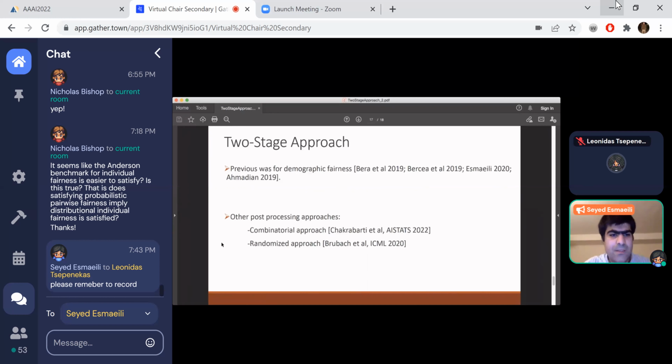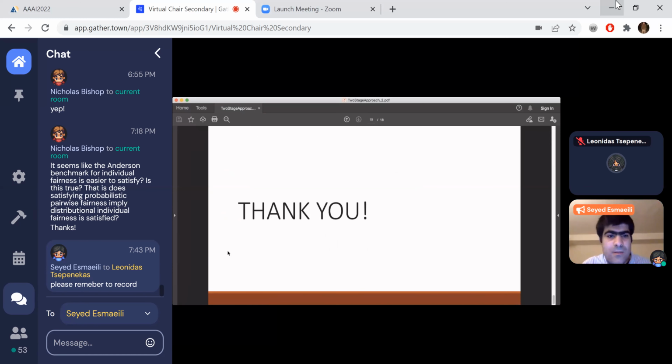But I just want to highlight other post-processing approaches for different problems. For example, the recent paper by Chakrabarty at AISTATS 2022 on alpha-equitable fairness uses a combinatorial approach that is not LP-based. There's also the work of Brubach at ICML on pairwise fairness, which uses a randomized approach, again not LP-based. So the post-processing approach doesn't have to be LP-based, although mostly it is. Okay, that's all that I wanted to say about this.